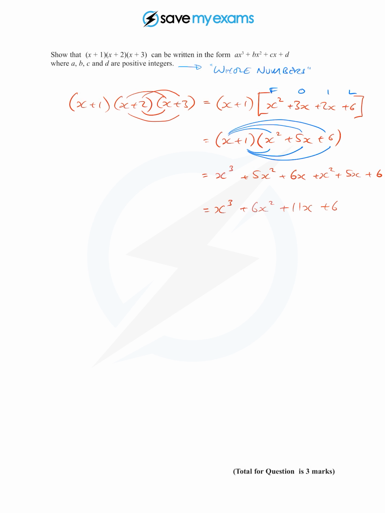And we have written it in the form that we've been asked for: ax cubed plus bx squared plus cx plus d. And there we go. That is all we need to do.